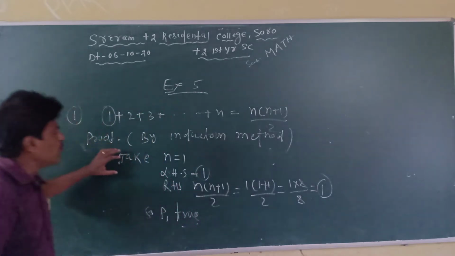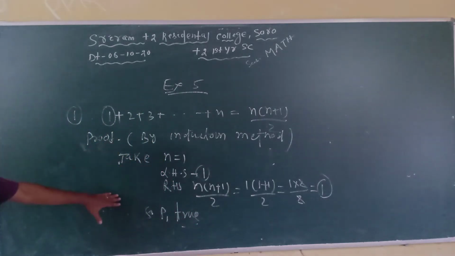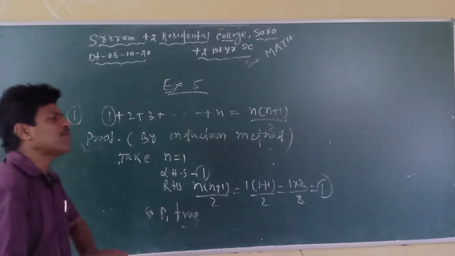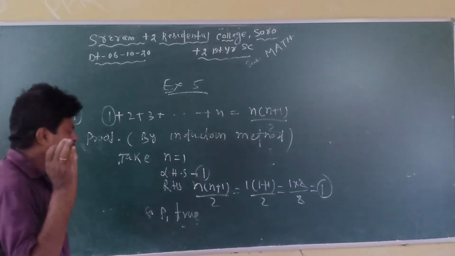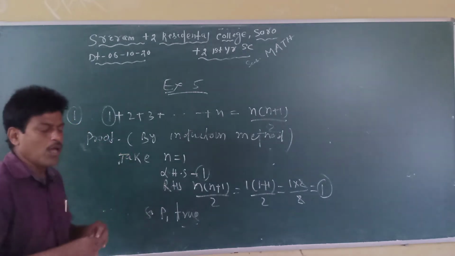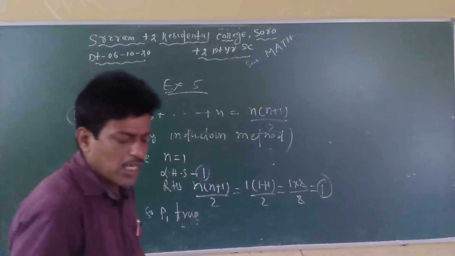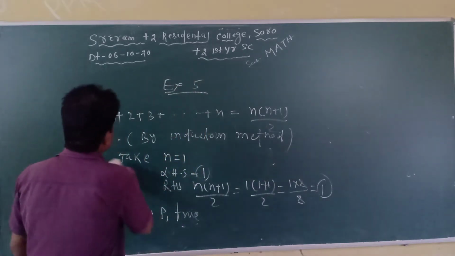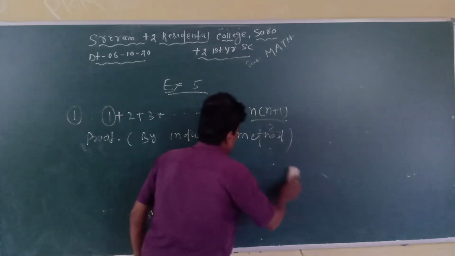Step 1 is completed. That is step 1: put n is equal to 1 and you prove it. Step 2 is not strictly necessary for starting, since I have already proved the base case, but let us go on with step 2.